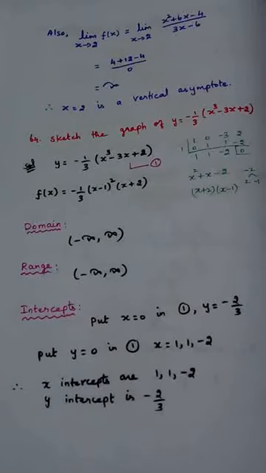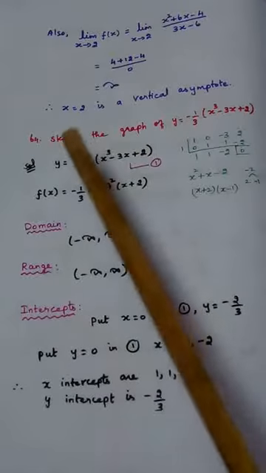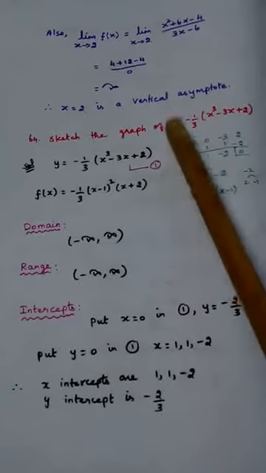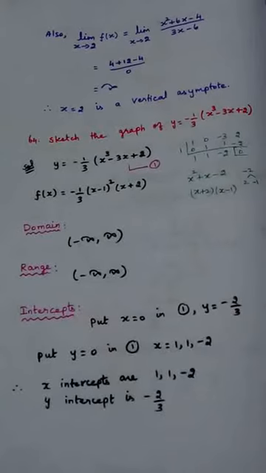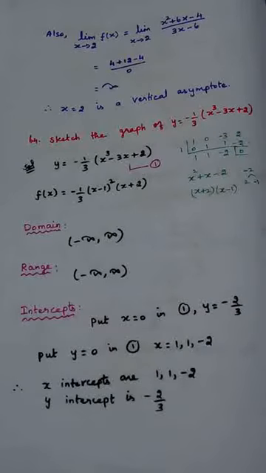So this is the continuation video, problem number 64. Sketch the graph of y is equal to minus 1 by 3 x cube minus 3x plus 2. This type of question will be asked in 5 marks.